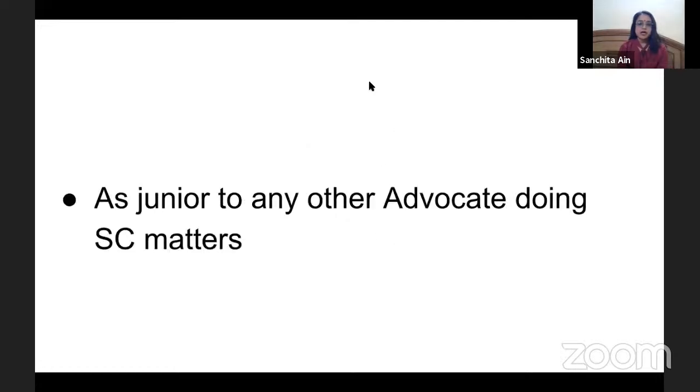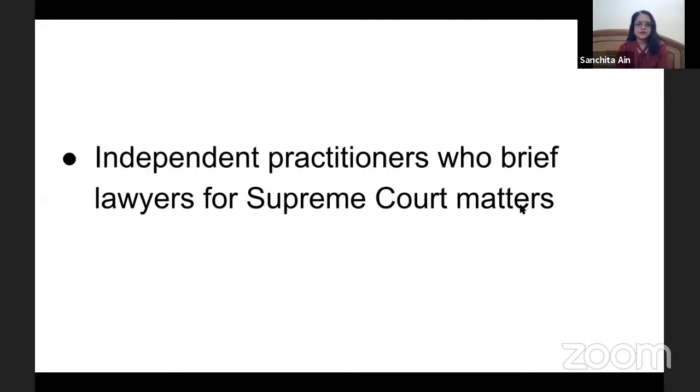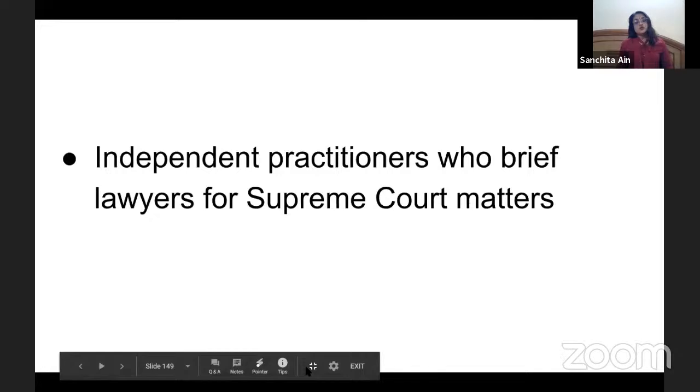You can also start as a junior to any other advocate who does Supreme Court matters. If you're interested in corporate law, for example, just today and a few days back, there was this lawyer who has been briefing us. He does a lot of NCLAT matters, and he has been briefing us on every alternate day for a Supreme Court matter, because those NCLAT matters come to the Supreme Court. So you can work in one such law firm, or with any such lawyer. You can start from there as well. Or you also have independent practitioners who brief lawyers for Supreme Court matters.